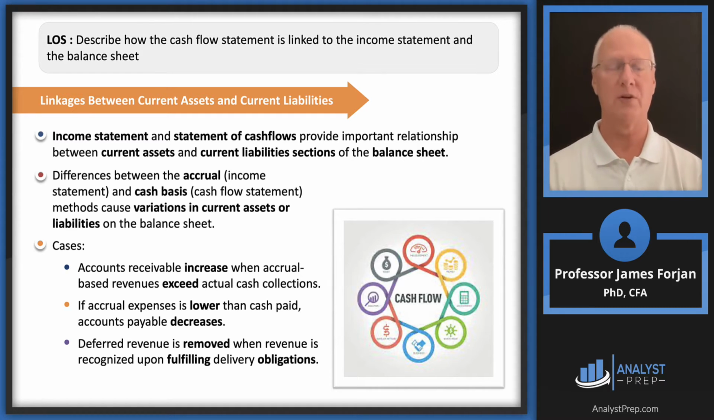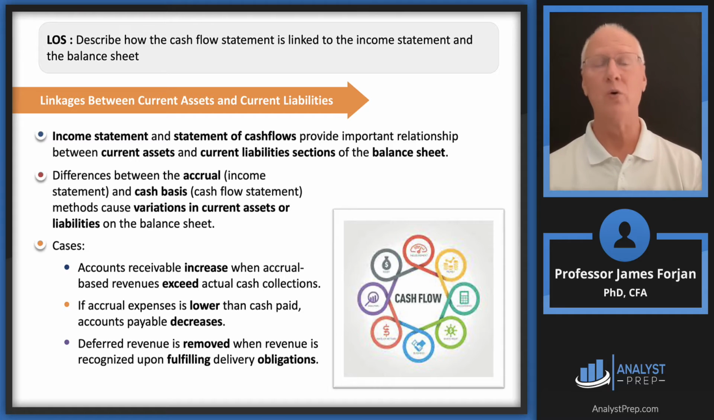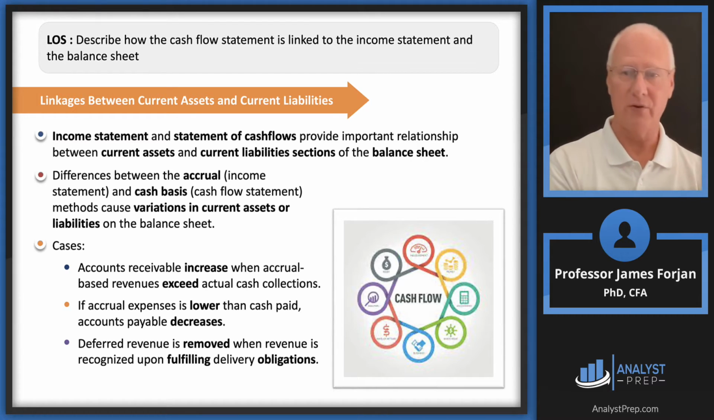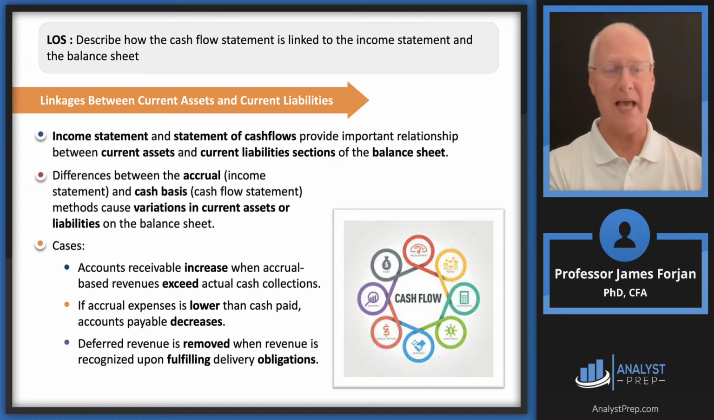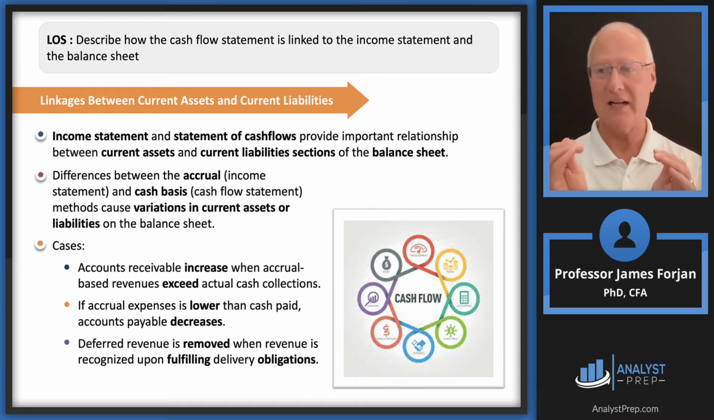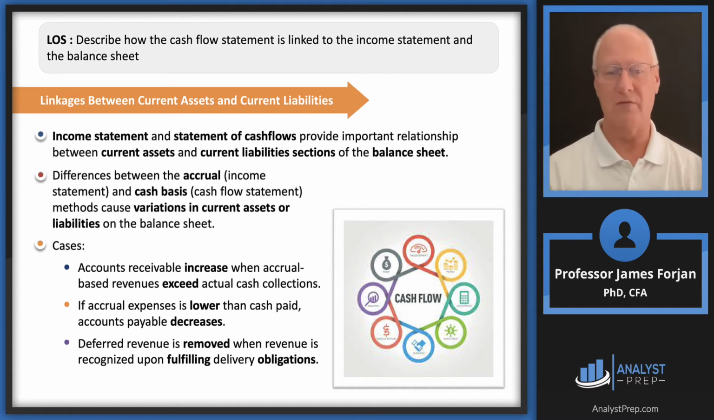So look at our little illustration on the bottom right there. Look at the cases there. An accounts receivable increase means that accrual-based revenues exceed actual cash collections. What does that mean? That just means that you have a bunch of sales, and instead of getting cash, you get accounts receivable. So sooner or later, you're going to receive those accounts receivable in cash. Now, of course, let me parenthetically say some of those people are probably not going to pay us, but that's a conversation for a different day.